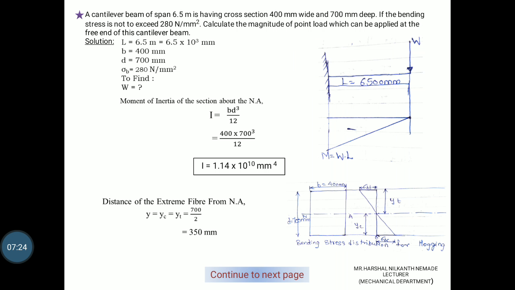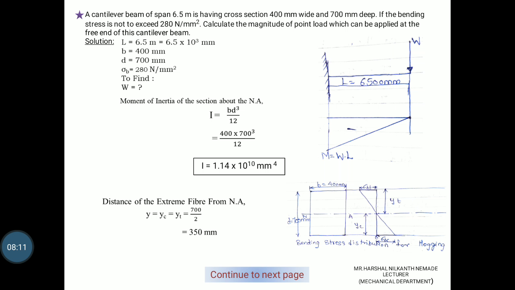Next sum: a cantilever beam of span 6.5 meter having a cross section 400 mm wide and 700 mm deep. If the bending stress is not to exceed 280 Newton per mm square, calculate the magnitude of the point load which can be applied at the free end of the cantilever beam. Okay, cantilever beam of span they have said 6.5 meter. So I will convert in mm by multiplying by 10 raised to 3, it will be 6500 mm. B is equal to 400 mm, D is equal to 700 mm, sigma b they have given 280 Newton per mm square.